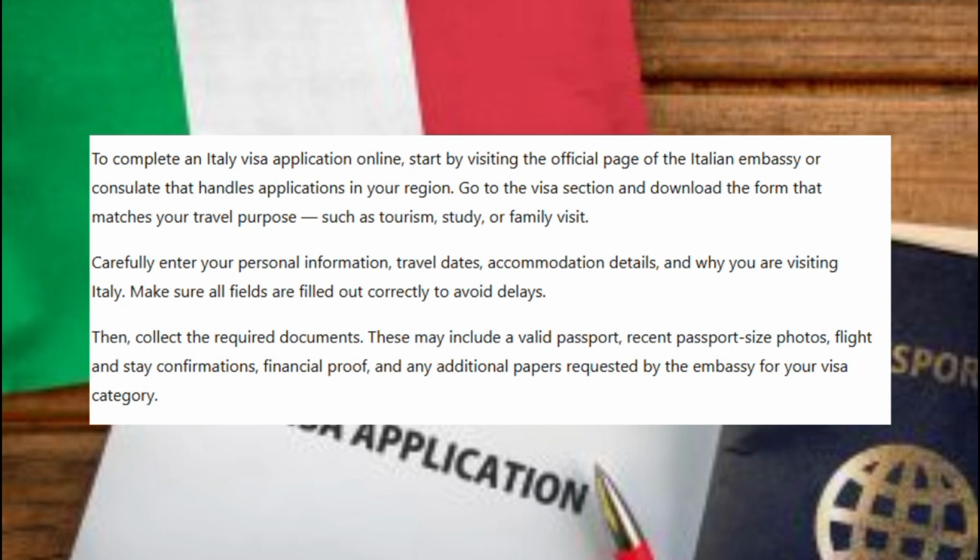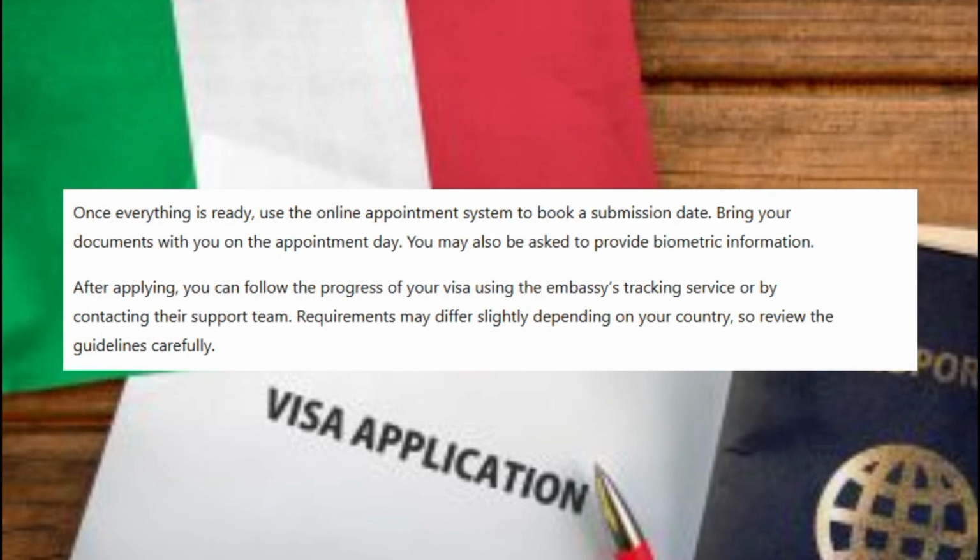After that, collect the required documents. These may include a valid passport, recent passport size photos, flight and stay confirmations, financial proof, and any additional papers requested by the embassy for your visa category.